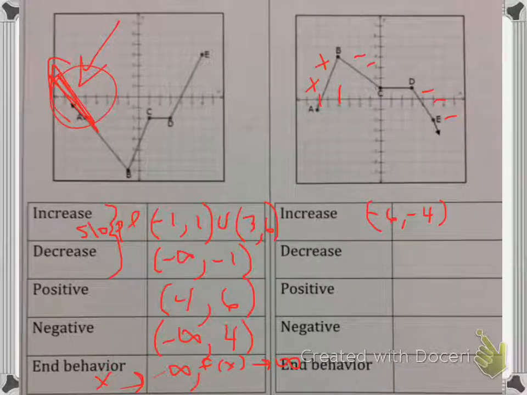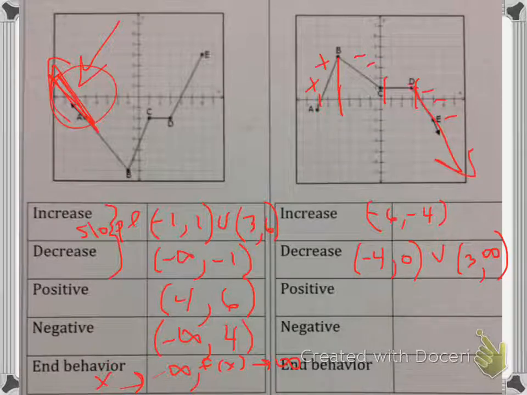I have two sets of decrease though. The decrease starts here at -4 and stops at 0. It starts again at 3 and stops never. It goes to forever down, right? Because it's going always to the right.